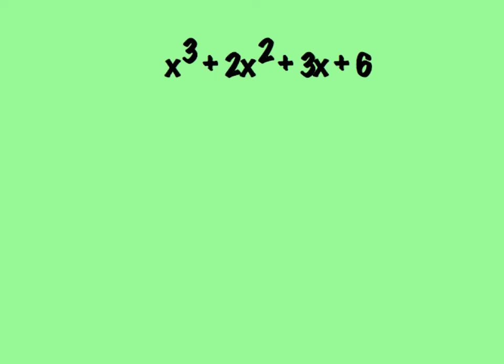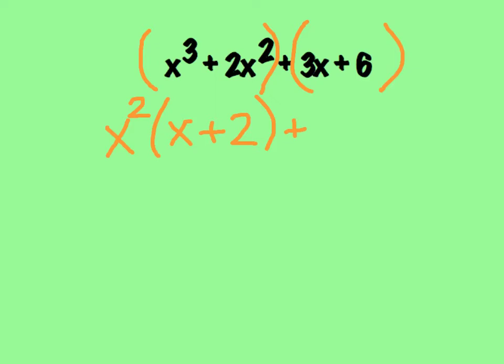Just like when we did the grouping method, we're going to group the first 2 terms together and the second 2 terms together. We're going to factor out the GCF in each binomial. So when I look at my first binomial, I have x cubed plus 2x squared. So my GCF is going to be x squared. When I factor out an x squared, I'm going to get x plus 2 inside my binomial.